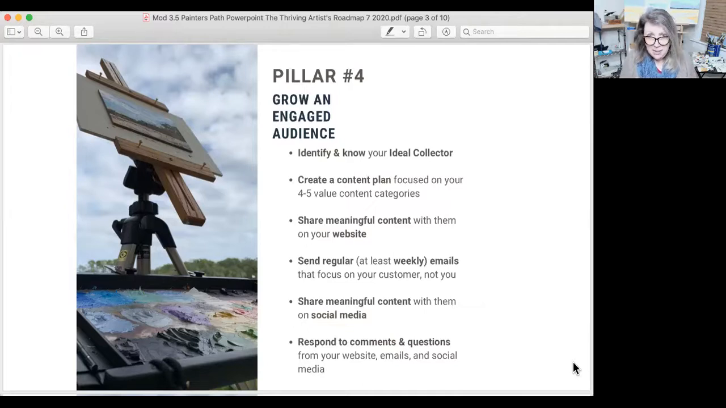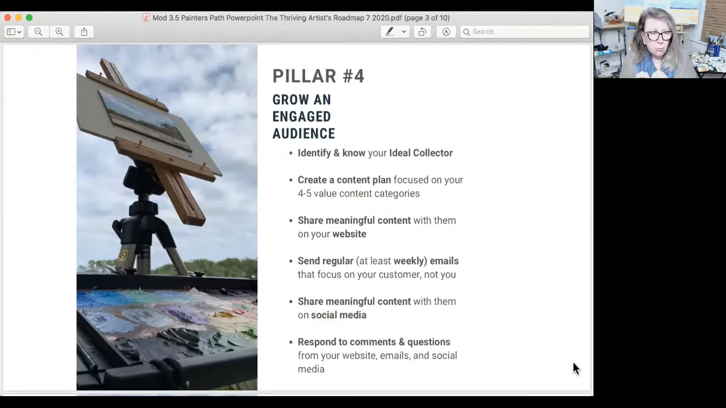Then you're going to share meaningful content on your website. Blogs are not dead. I know people say they are, but they're not. They're really helpful for a whole variety of reasons. Sharing content there is the first place that I recommend sharing it. Secondly, send regular emails. Remember, not a newsletter, but regular weekly emails. You could send one up to 2 times a week if you really get going on your content plan. Do not recommend daily anymore, but 1 to 2 times a week is fantastic. Then fourth, share that meaningful content on social media.